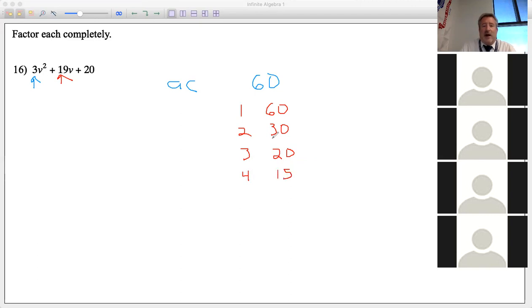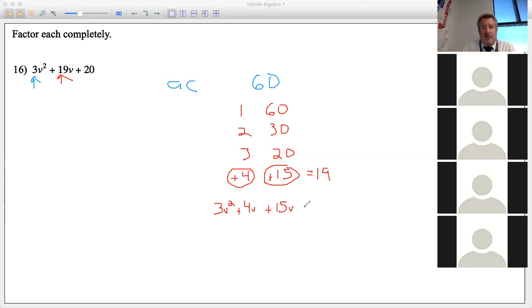And by the way, you don't need to write out all the factors. 5 and 6 both go into 60. 10 goes into 60. But we can stop as soon as we get two numbers that add together to equal the middle term of 19. So positive 4 and positive 15 both add up to positive 19. So this is how we'll rewrite that middle term. I rewrite it 3v squared plus 4v plus 15v. And it doesn't matter the order that you write these.